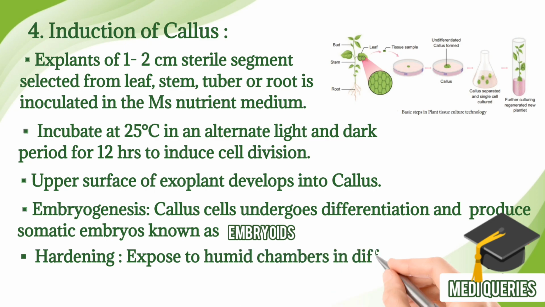Hardening. The plantlets developed in vitro require a hardening period and so are transferred to a greenhouse or hardening chambers and then to the normal environmental conditions. Hardening is the gradual exposure of the in vitro developed plantlets in humid chambers in diffused light for acclimatization so as to enable them to grow under normal field conditions.